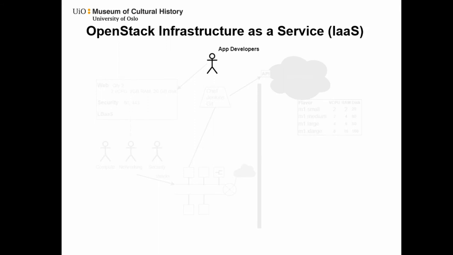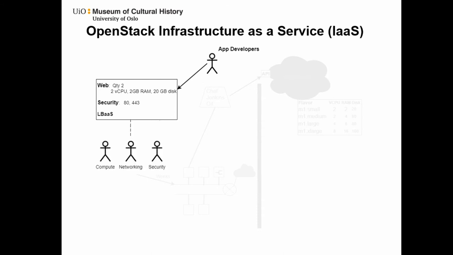And the OpenStack infrastructure looks basically like this. That's me at the top, the application developer. And the traditional way of establishing a web server was that we had to send a ticket or an email to the IT department: can you set up a server with 2 GB RAM or 2 virtual CPUs and some disk, and open this port, and so on, a lot of bureaucracy in it.